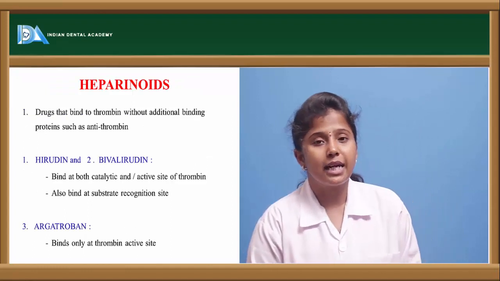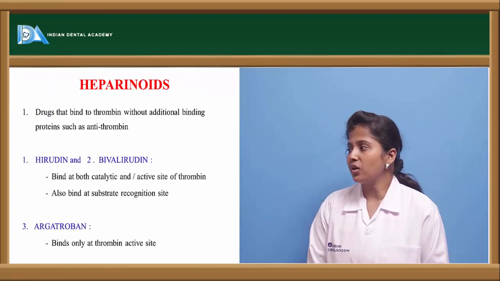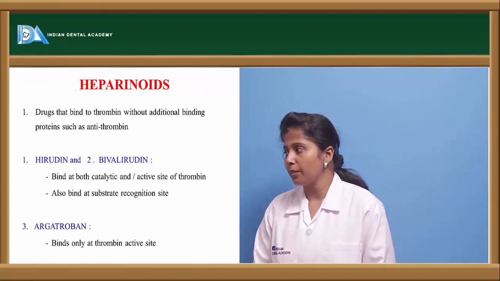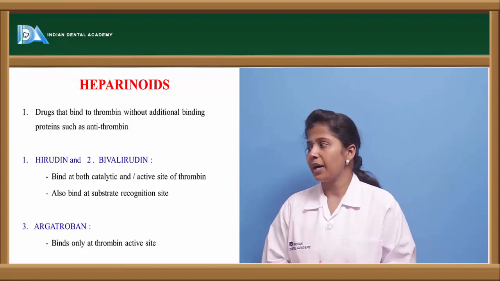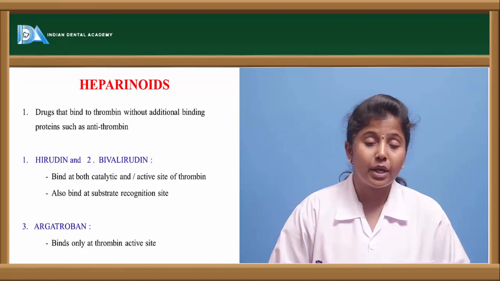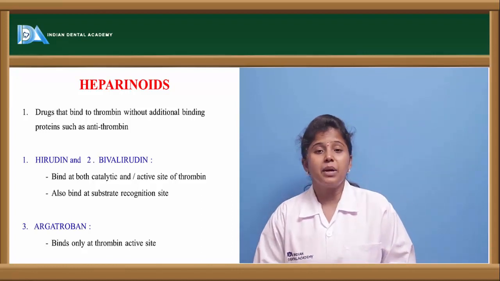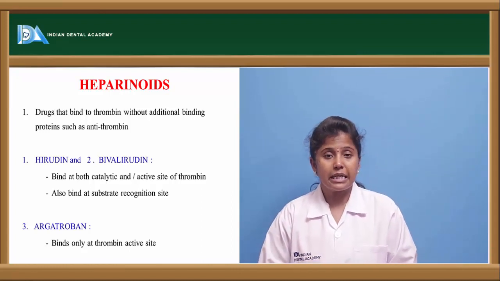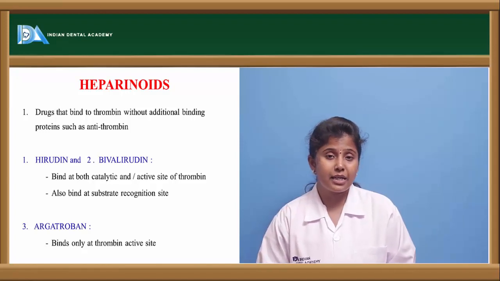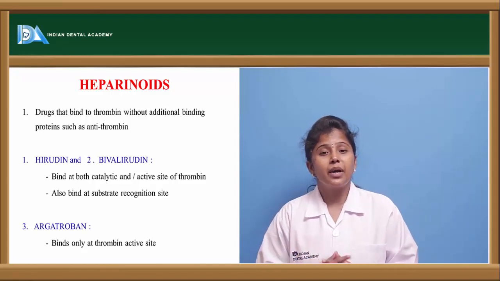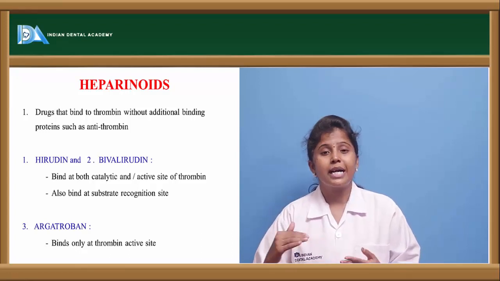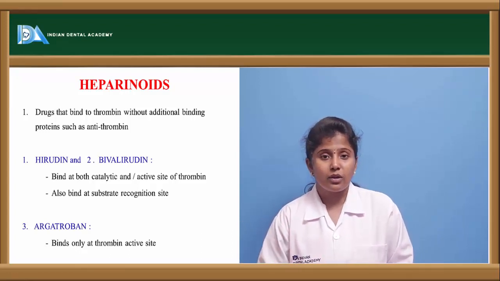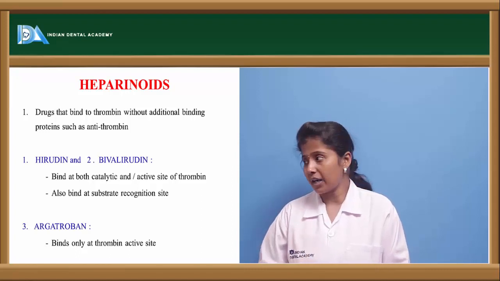The other drugs are heparinoids. Heparinoids are the drugs which bind to thrombin without additionally binding to proteins such as antithrombin. If we see, heparin is binding to a protein called antithrombin 3, forming the antithrombin 3 complex. But these heparinoids are the drugs which never bind to the antithrombin proteins. So they directly exert the anticoagulant action by inhibiting the factors.